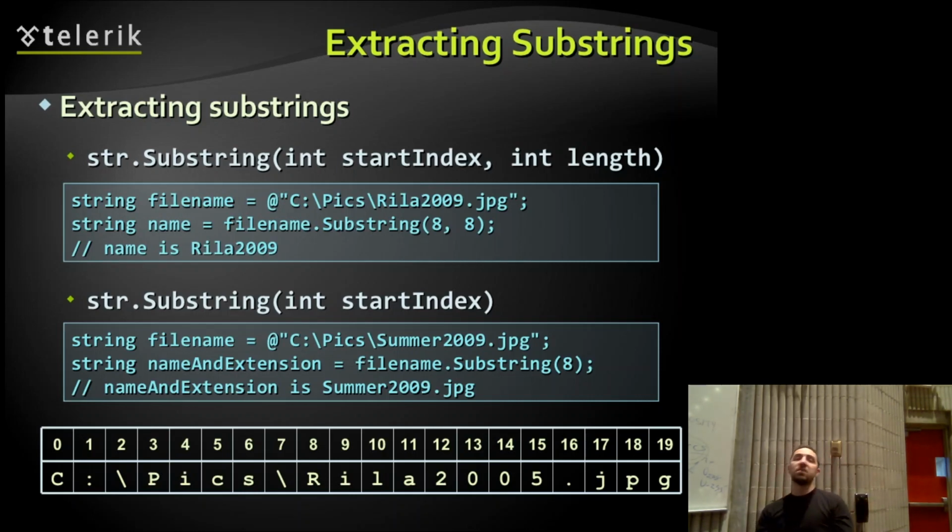Now, how do you figure out what those indexes should be, the index and the length? Well, that depends on your application. You can also just get everything after a certain point. If you just give it a start index, the length will be till the end of the string. So we've talked about index of and substring. We've talked about concat and compare and equals.